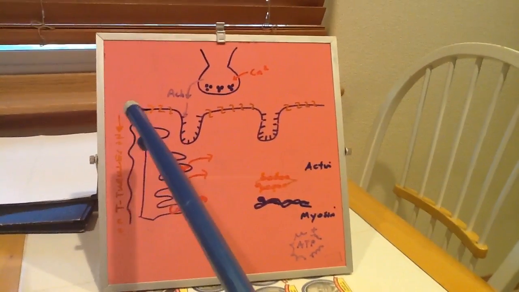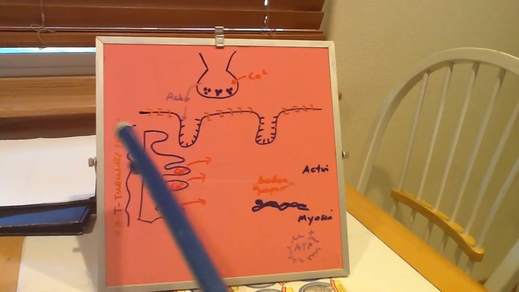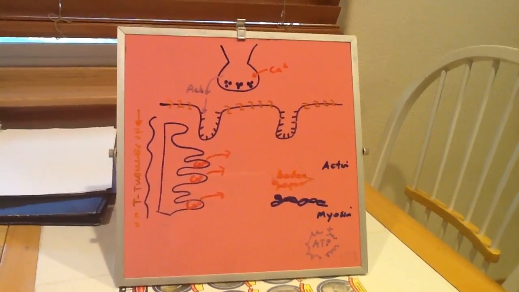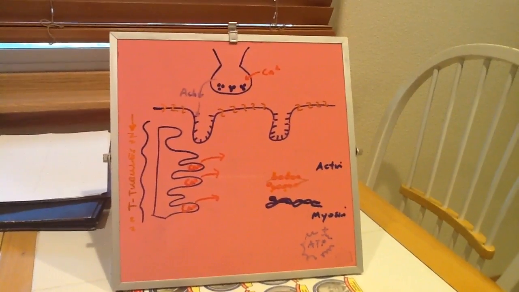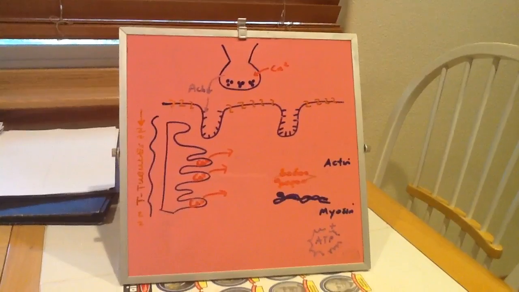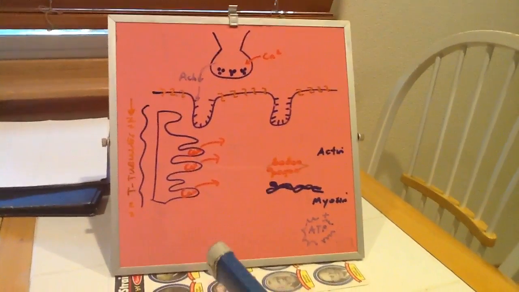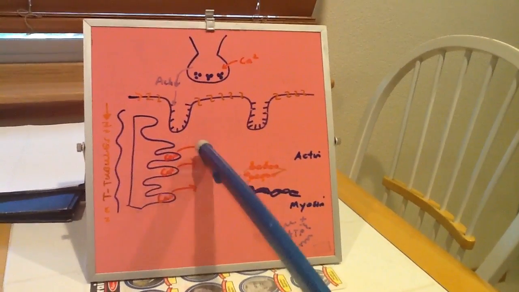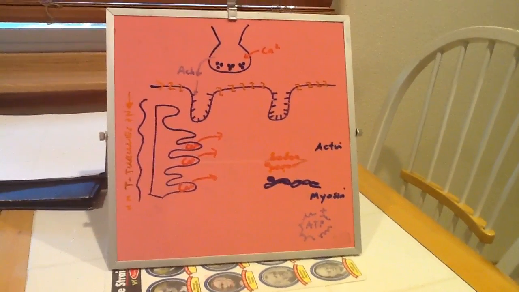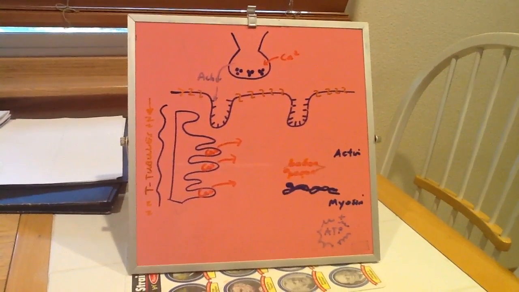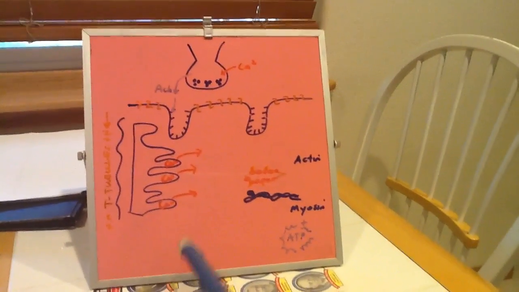The action potential then goes across the sarcolemma and down the T tubules, and that in turn stimulates the sarcoplasmic reticulum to secrete calcium, as portrayed by these calciums flipping out of the sarcoplasmic reticulum. Once the calcium is released there, it goes and binds.